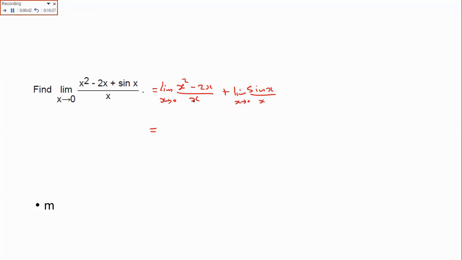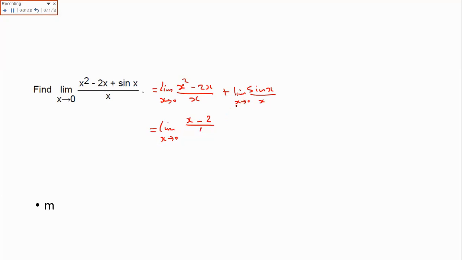For this first limit, I can divide by x bottom and top. If I divide by x bottom and top, I get the limit as x goes to 0 of x minus 2, because I'm dividing by x, divided by 1.